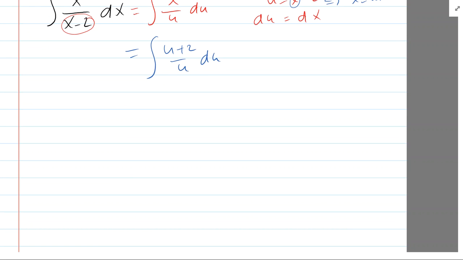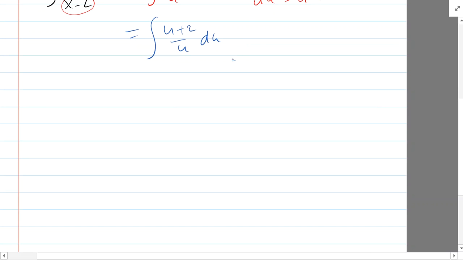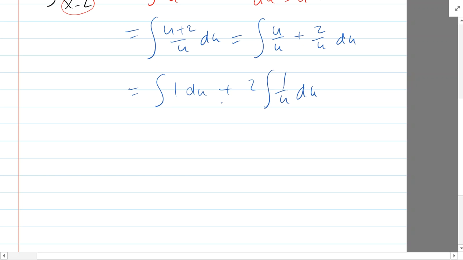Can I break that into two fractions? Have I been doing this to you since week 1? 2 things on top, 1 on bottom. Can you break that into 2 fractions? And you still have to do it. We did this on the last test, or I was expecting you to do it in the last test. I think it was the last test. I don't remember anymore. So what does this equal? It equals the integral of 1 du plus 2 integral of 1 over u du. Do those look familiar? What's the integral of 1 in terms of u?